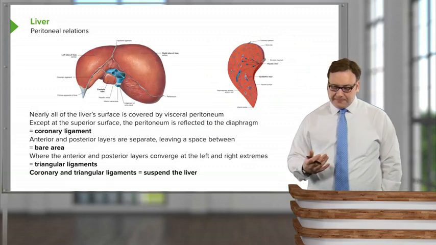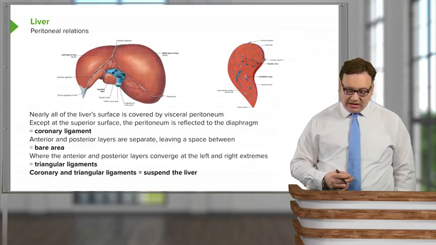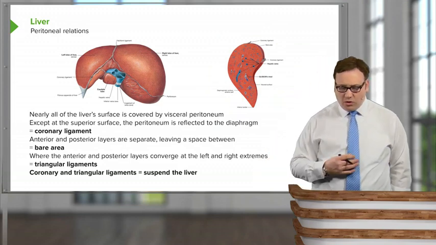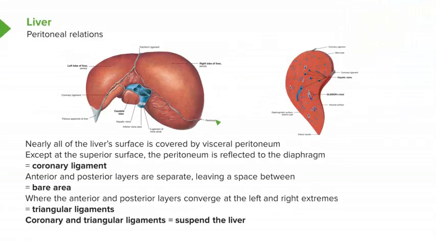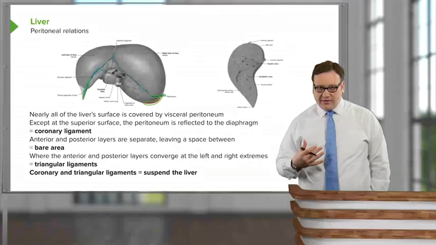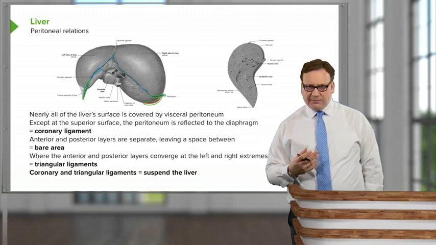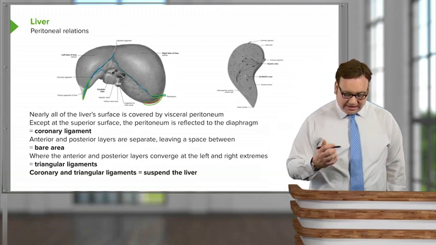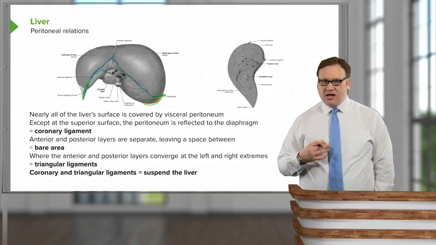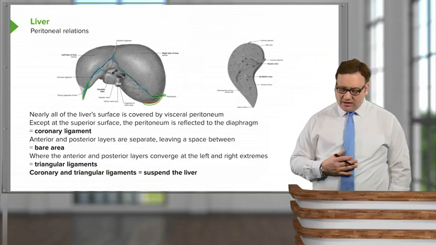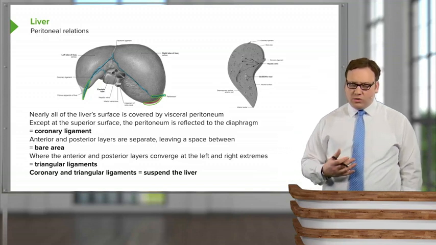There are some other ligaments that attach the liver to the right body wall and to the left body wall, to the diaphragm, and these are known as triangular ligaments. Where this bare area here doesn't contain any peritoneum, this anterior layer of the coronary ligament converges with the posterior coronary ligament, which we round underneath here, we have left and right triangular ligaments, where these anterior layers of the coronary ligaments converge at the extreme. Together, the coronary ligaments and the triangular ligaments are important in suspending the liver from the diaphragm, from the body wall, holding it in place.